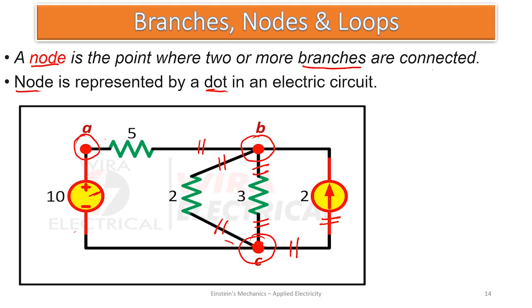A has this and that meeting. B has this and that meeting. C has this and that two meeting. Therefore, it makes it what? A node. I hope by now you may have understood what a node is.